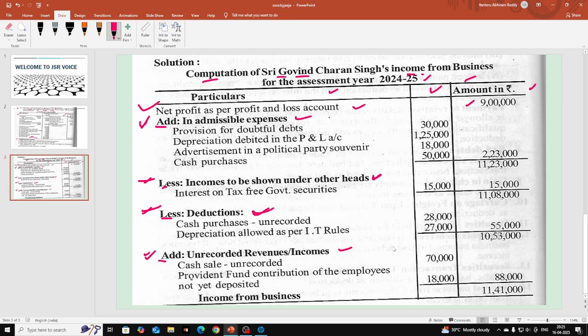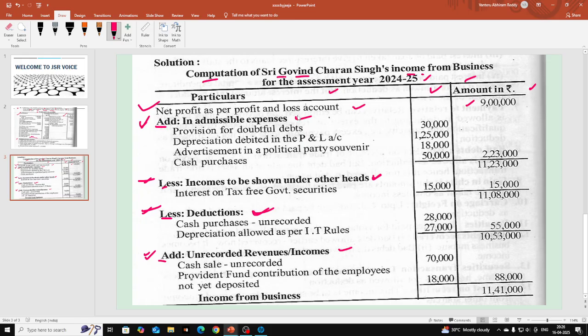Here it is highlighted. What you have to do in your answer is first write net profit as per profit and loss account and put the amount in the amount column. Then write the four heads, leaving gap space. For inadmissible expenses leave so much gap, because more items will come. Under the remaining heads there are very few items, sometimes none. So write all the headings and draw one line, underline that.